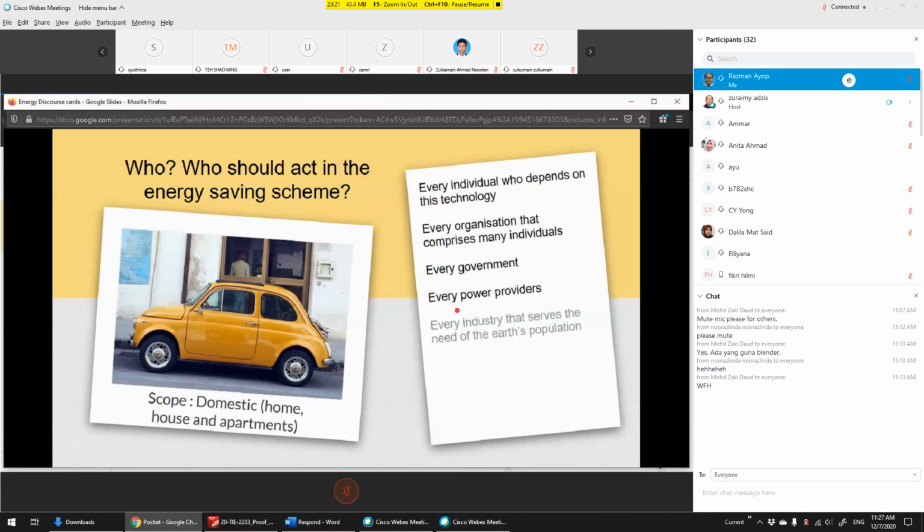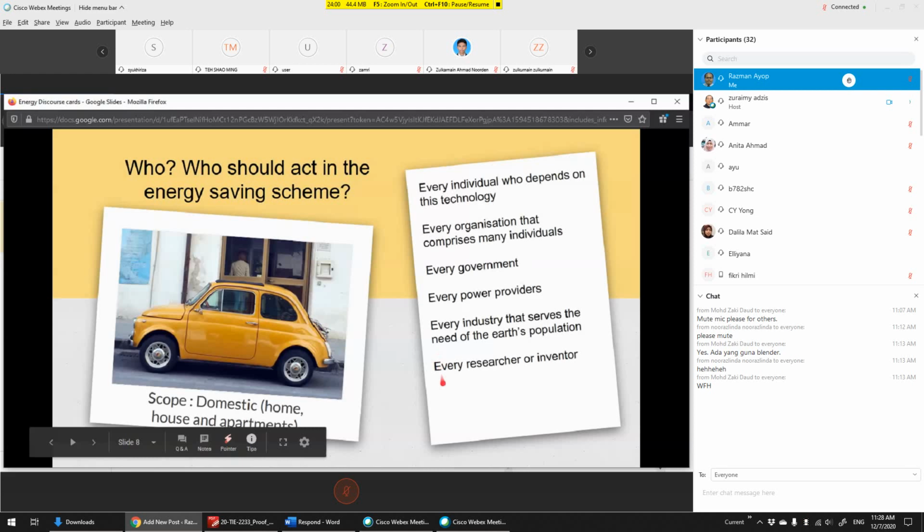Okay. Next, every industry that serves the need of the Earth's population. Alright. So semua industri perlu peka juga. Okay. Because they are using energy. Manufacturing, teaching, even ourselves. Sometimes when we come to the office alone, there's no one else. Why do we have to turn on the air conditioner for the whole office? Okay, so things like that have to be embedded in our way of working.